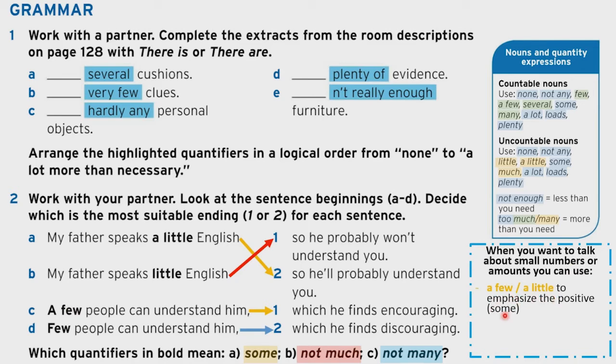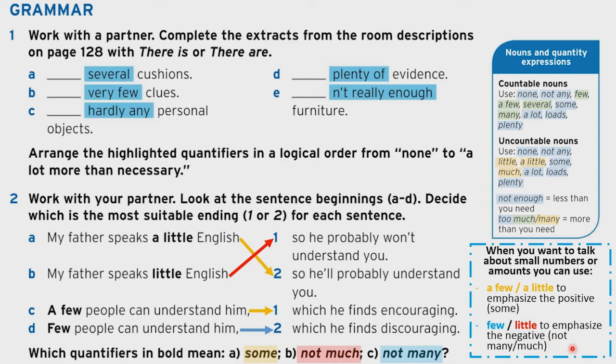For example, imagine that they tell you that they want to invite you to travel to another place. And you say, well, I have a little money. This means that you don't have a lot, but that you can go. But when you say few or little, this is to emphasize the negative. So it means not many or not much.